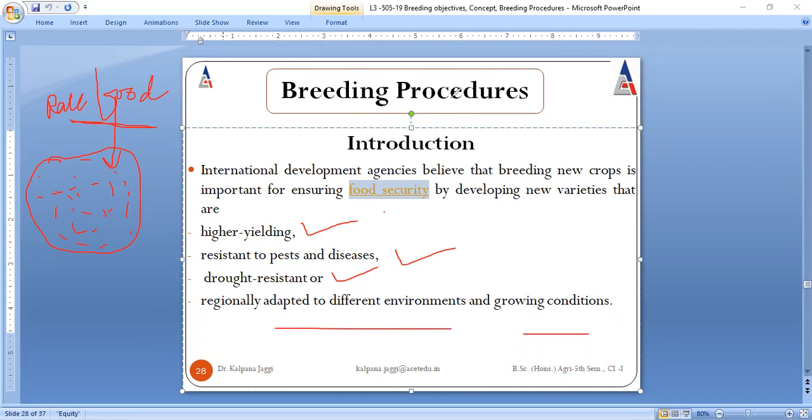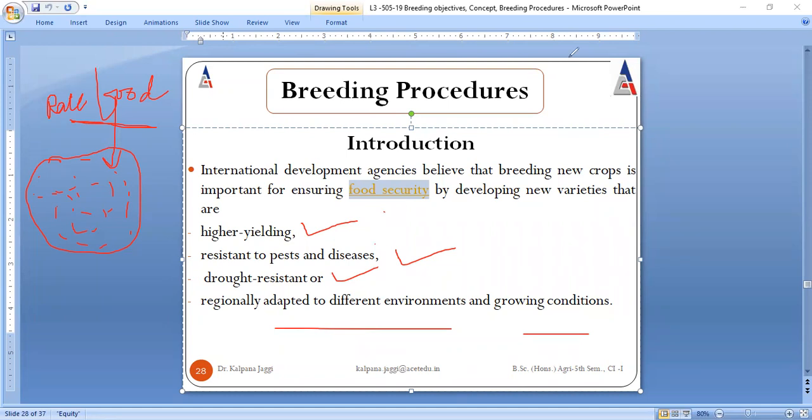So this is a brief introduction to breeding procedures, like why we need to follow a particular procedure. We need to follow a particular procedure because it is going to strengthen food production. And if food production is strengthened, it is going to give you a surety of a food amount that is enough for the survival of all the individuals of the population. So it is going to give you food security, right?